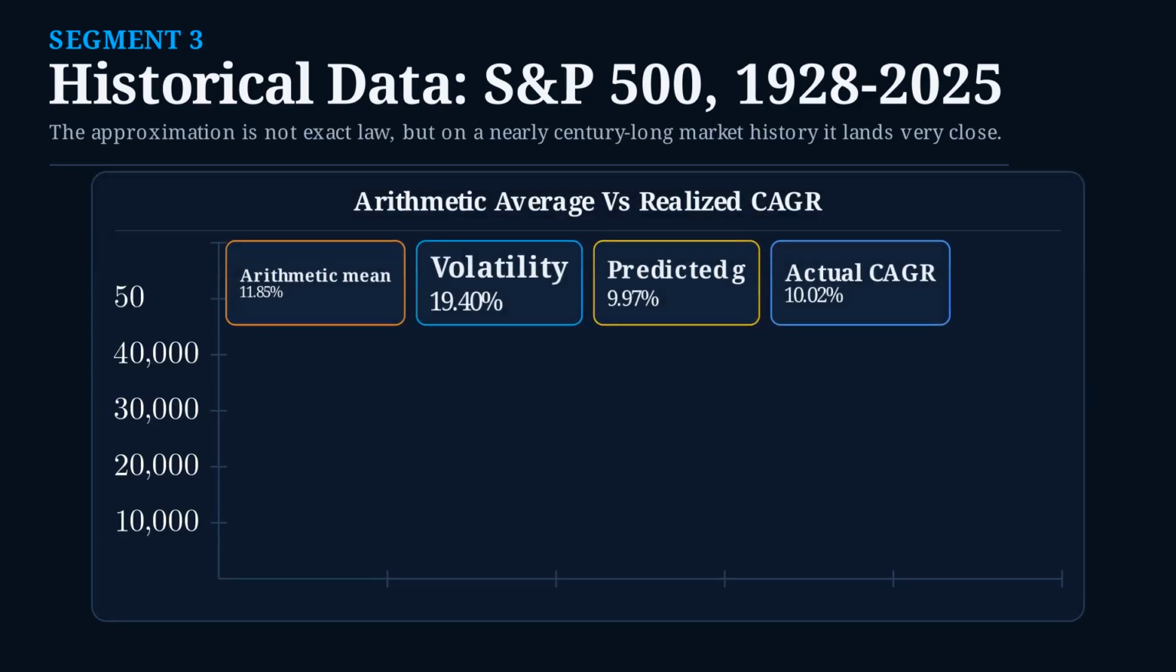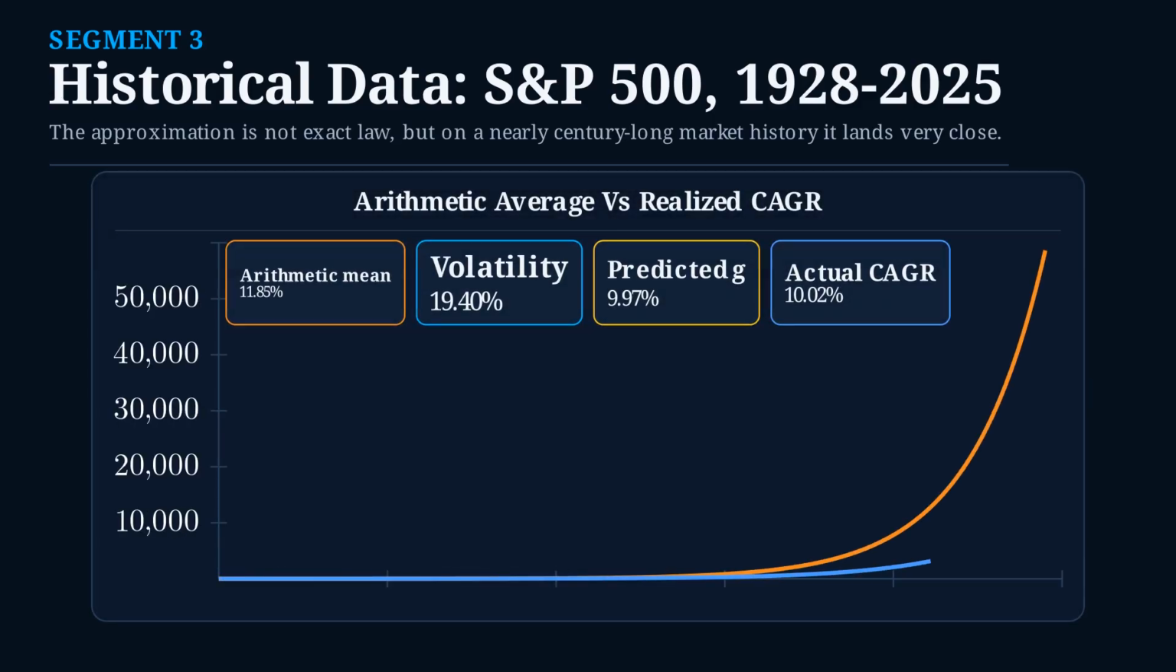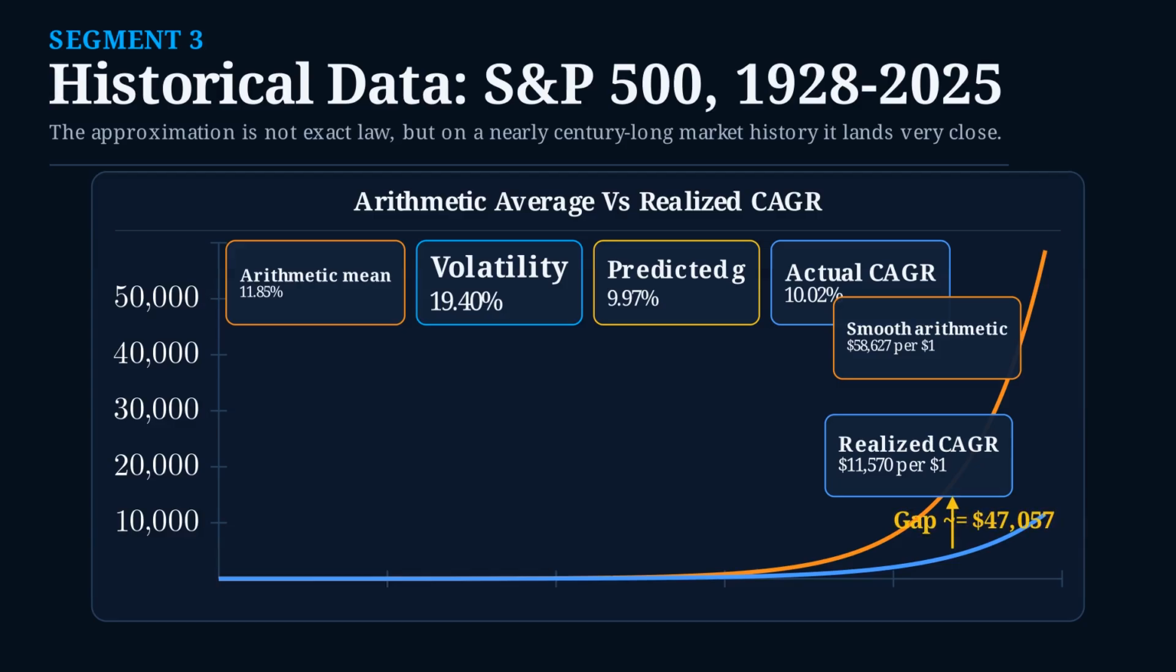This is not just theory. Historical S&P 500 data from 1928 through 2025 fits the approximation remarkably well. The arithmetic average annual return is about 11.85%. Annual volatility is about 19.4%. Apply the formula and you get a predicted geometric return near 9.97%. The realized compound annual growth rate lands around 10.02%. On a century scale, the approximation gets very close.